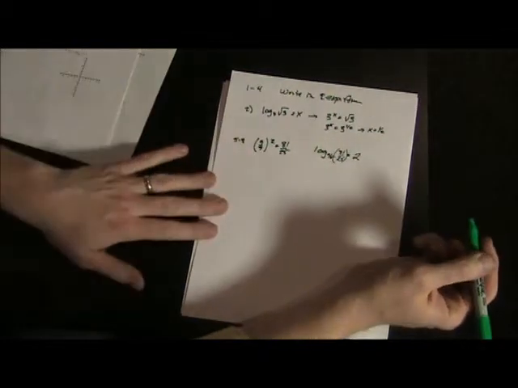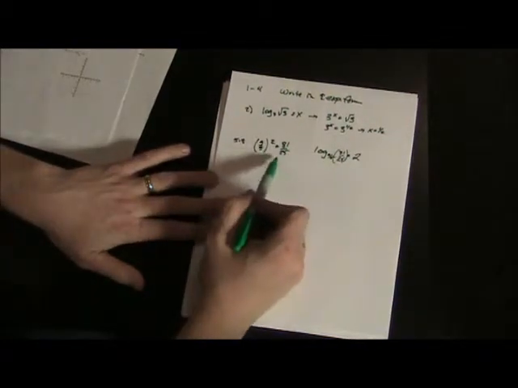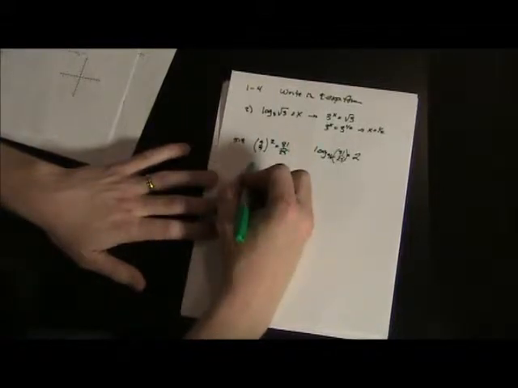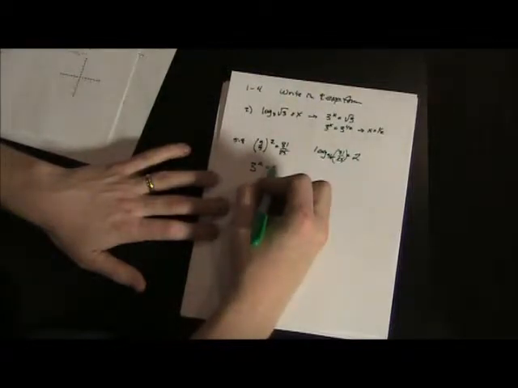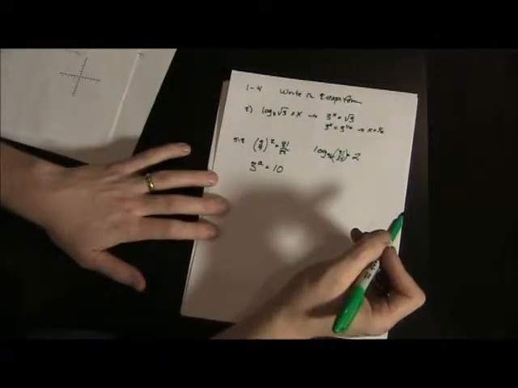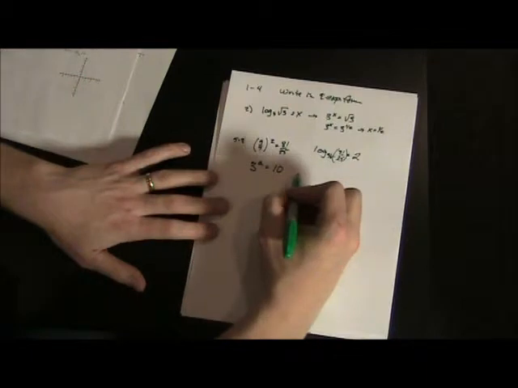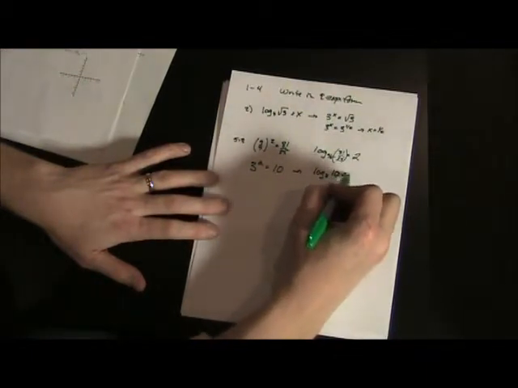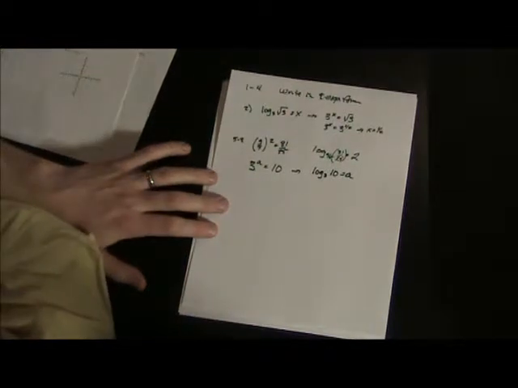Now, in tomorrow's reality check, I'm not going to give you just straight numbers to write in because that's going to be too easy to check. I would give you something like 3 to the a power is equal to 10, and ask you to write that in logarithmic form. And so that would turn into log base 3 of 10 is equal to a. So you still have to make sure everything matches up correctly.